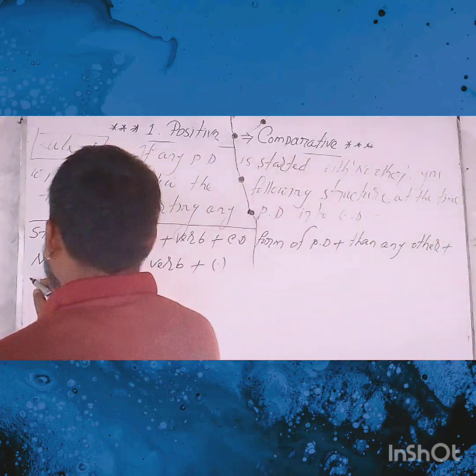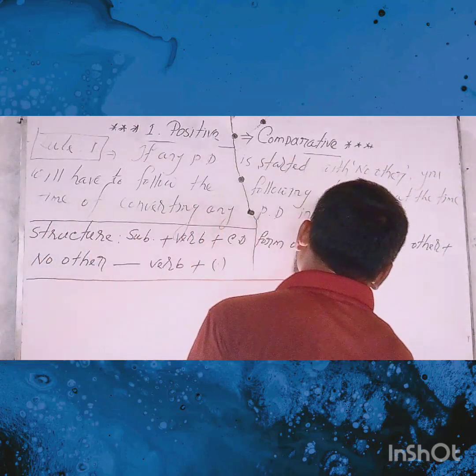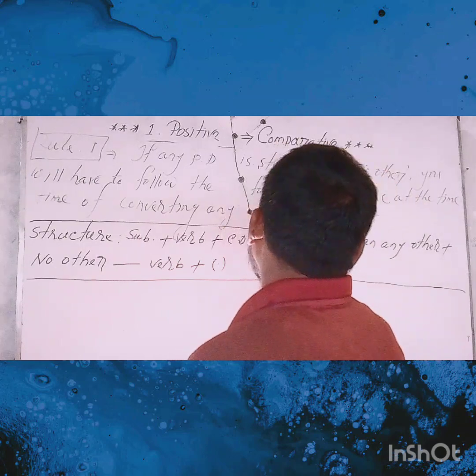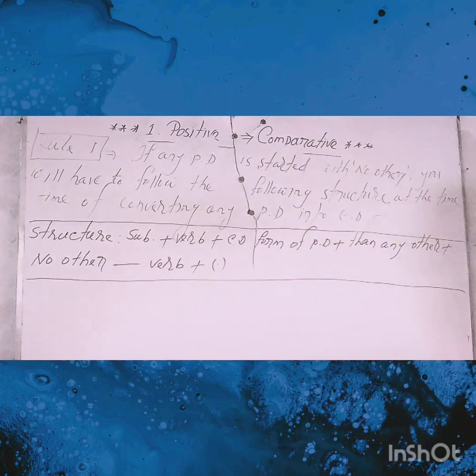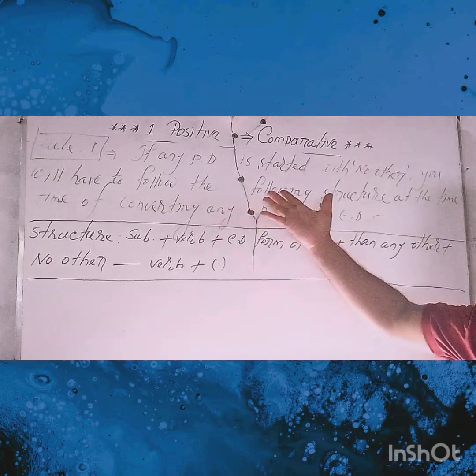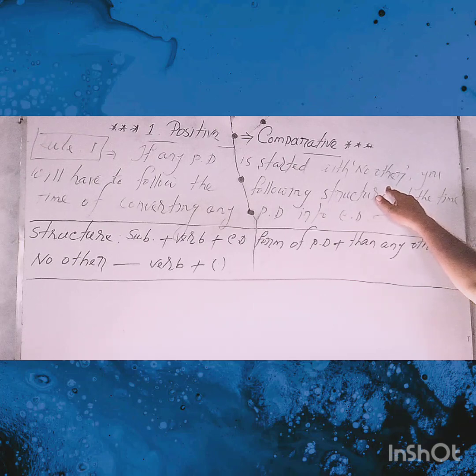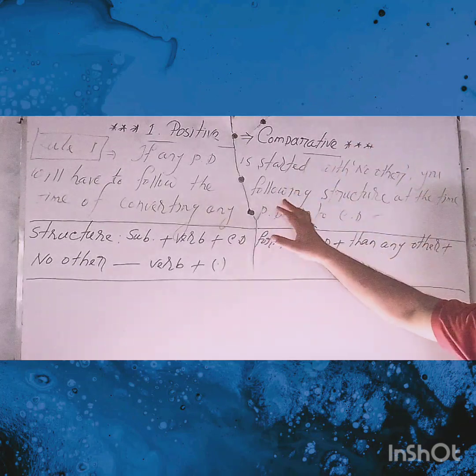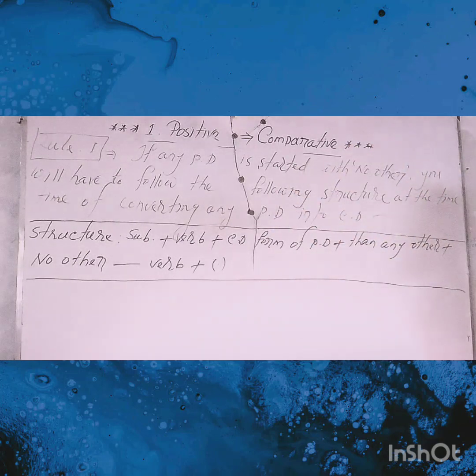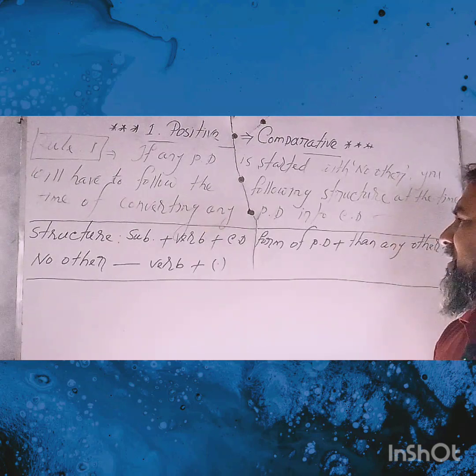Okay, my dear learners, I hope you have understood clearly. So, my dear learners, what was said to you: if any positive degree sentence starts with "no other," and you will have to follow the structure. What is the structure, my dear learners?